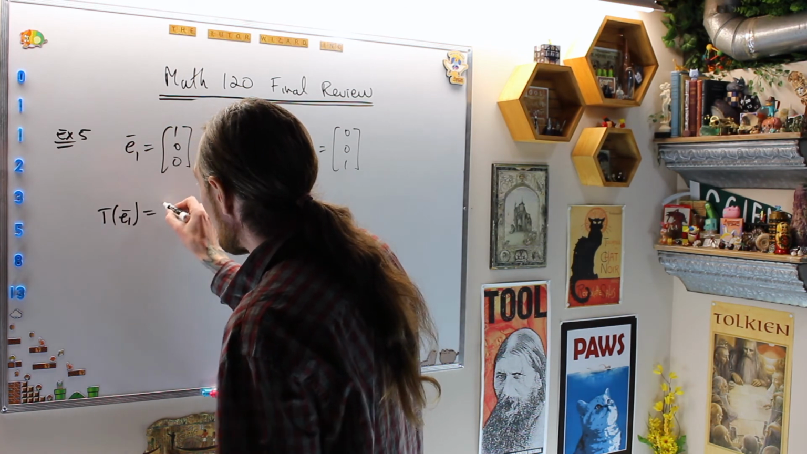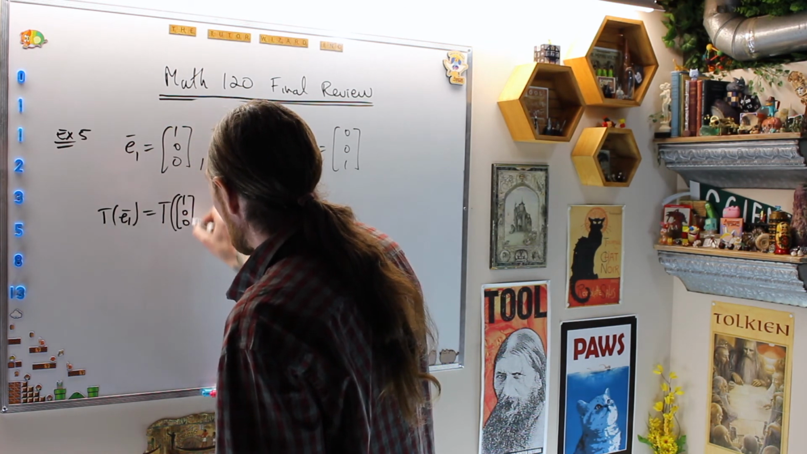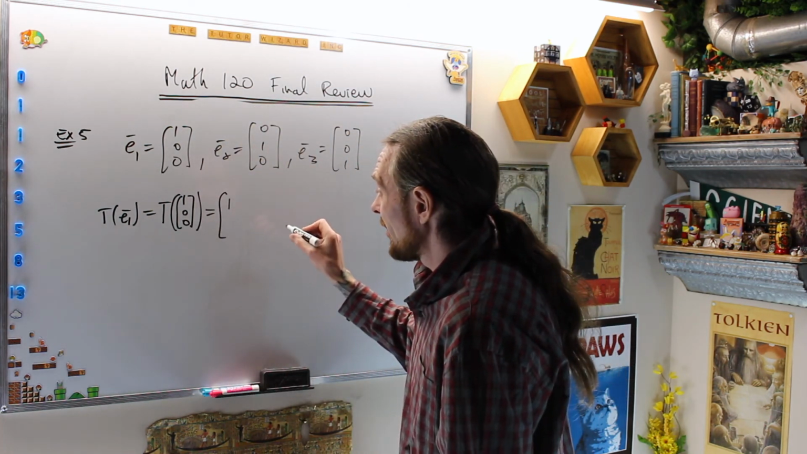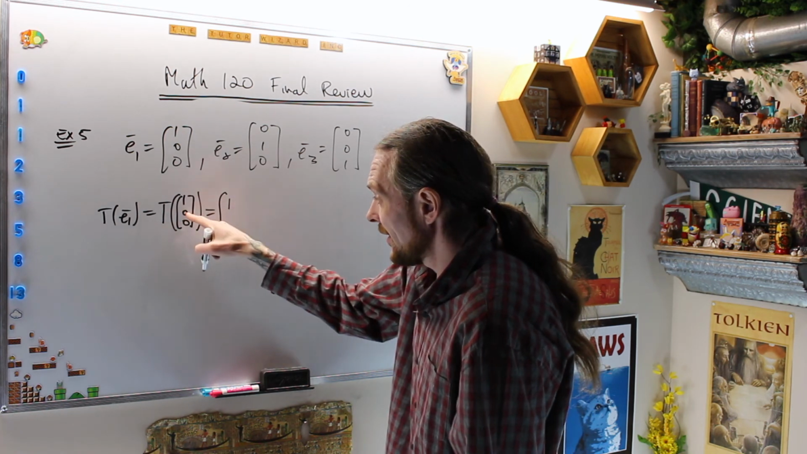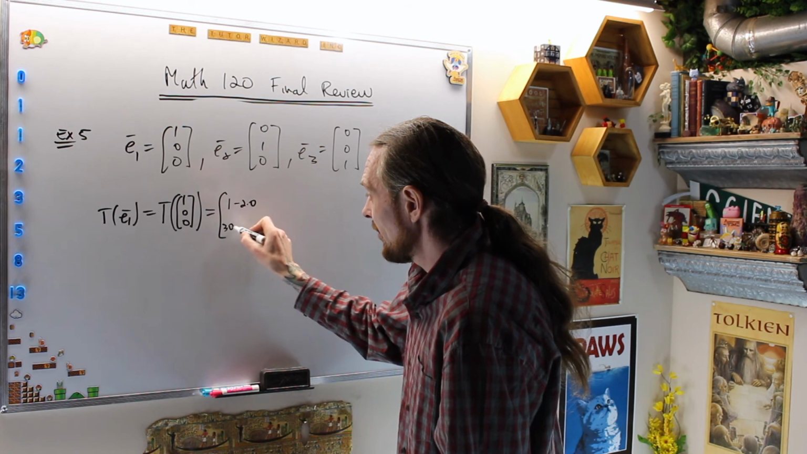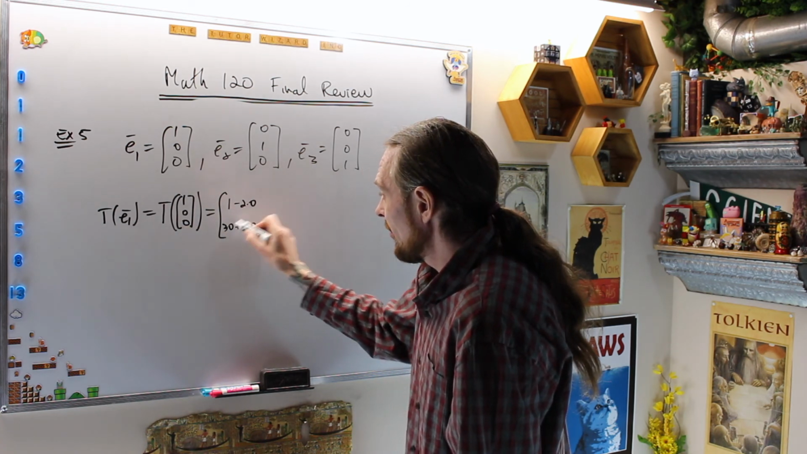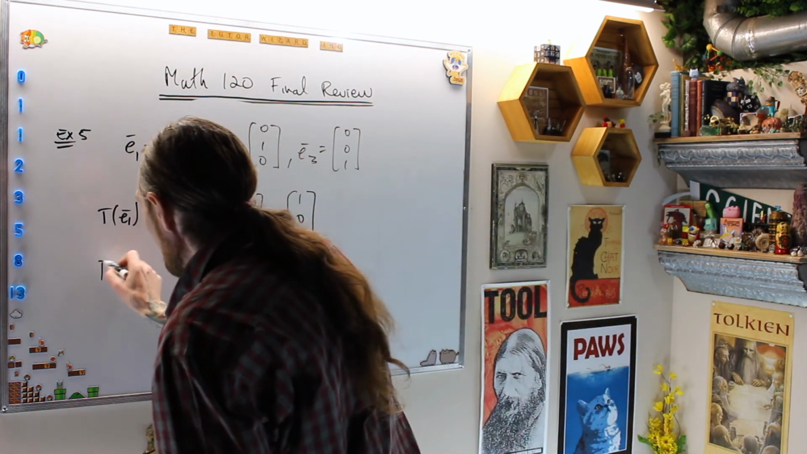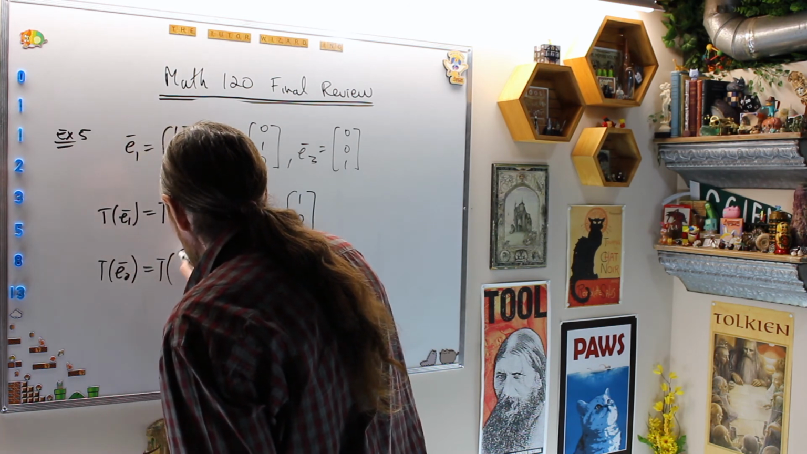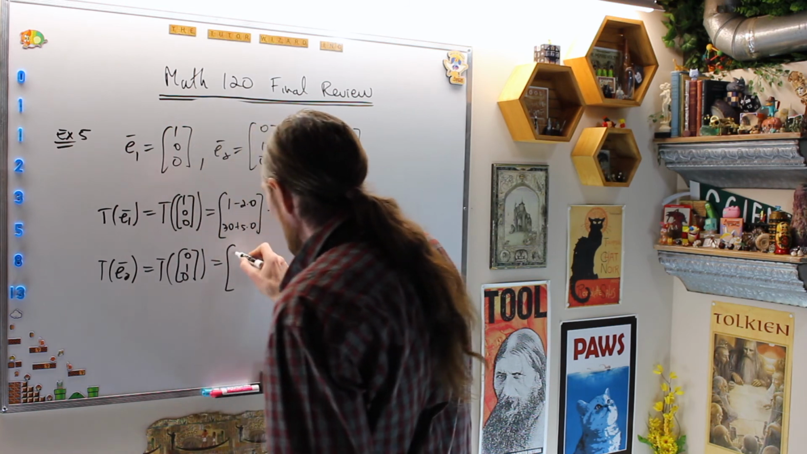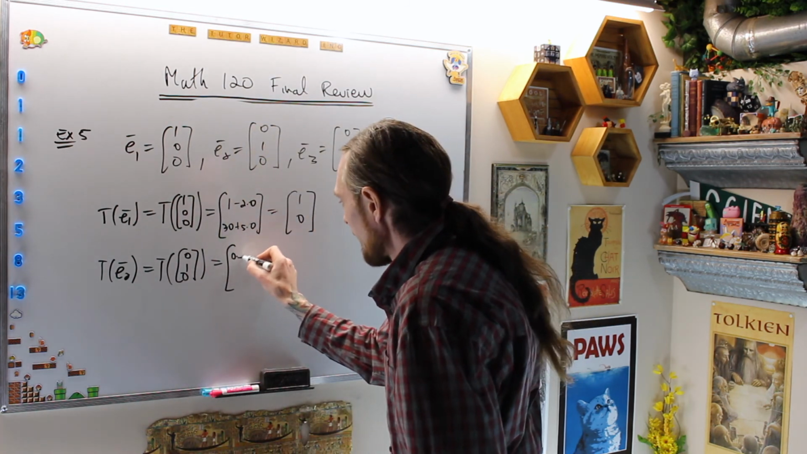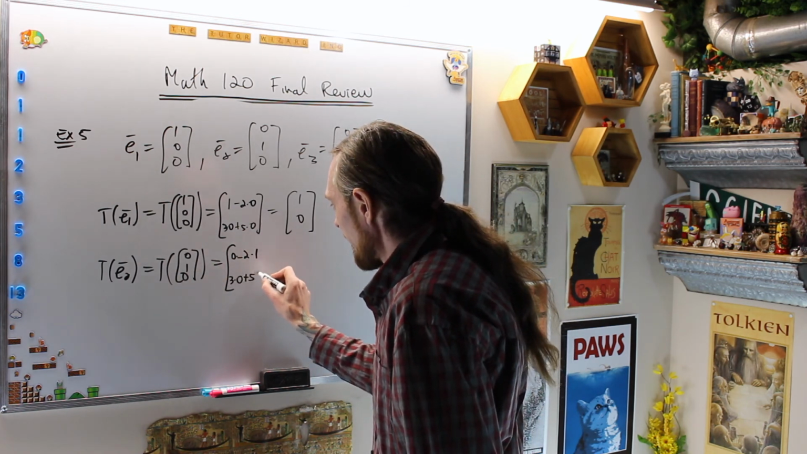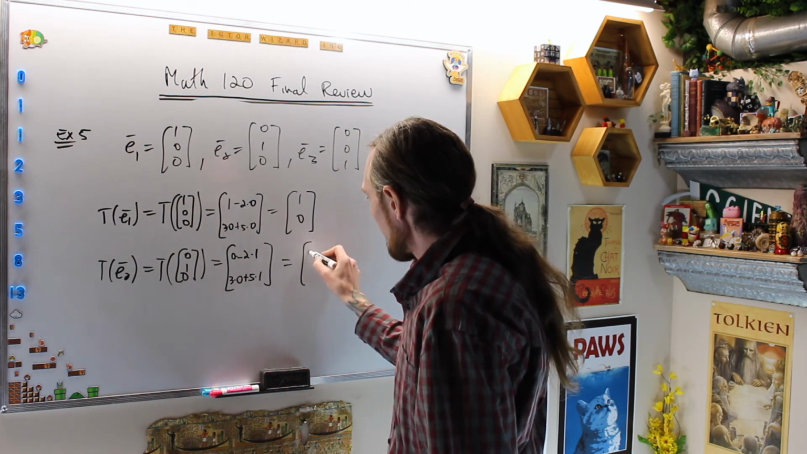T of E1 is T of 1, 0, 0, which is equal to what? It sends us to 1 times x1 minus 2 times 0, and in the second row, 3 times 0 plus 5 times 0, which gives me 1, 0. What's T of E2? T of E2 is T of 0, 1, 0, which is equal to 0 times 0 minus 2 times 1. And in the second row, I'm going to get 3 times 0 plus 5 times 1. And this gives me negative 2, 5.